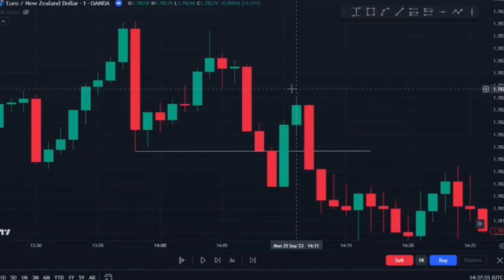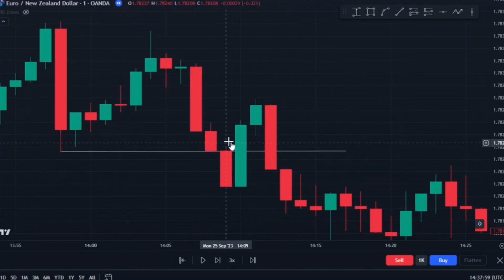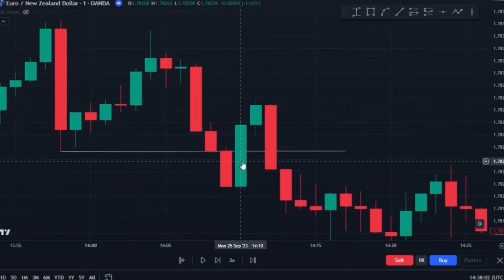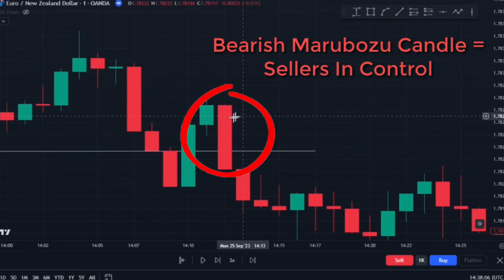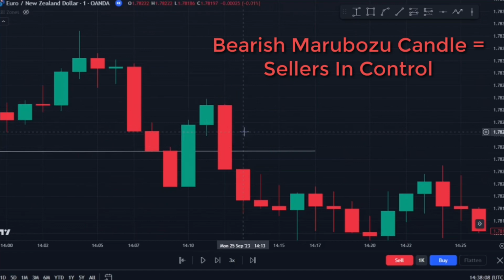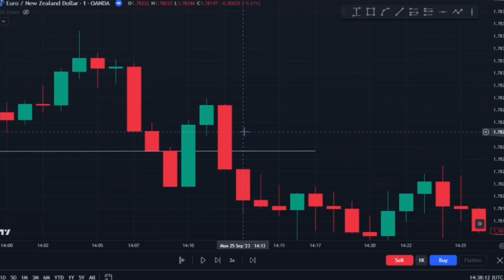The same thing applies in a downtrending market, just the opposite. Here we can see the price broke through the support zone, swiftly came back up to test the zone once again. Then we see this big bearish Marubozu candlestick form, telling us that there's lots of selling pressure in the market, therefore this would be a great selling opportunity.